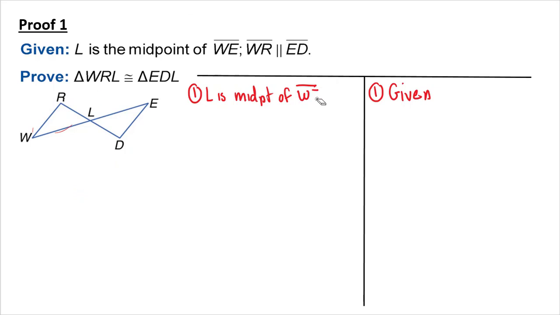We know that if something's a midpoint, it splits up into two congruent pieces. So this piece here is congruent to that piece there. So I have WL is congruent to LE, and that's our midpoint theorem.